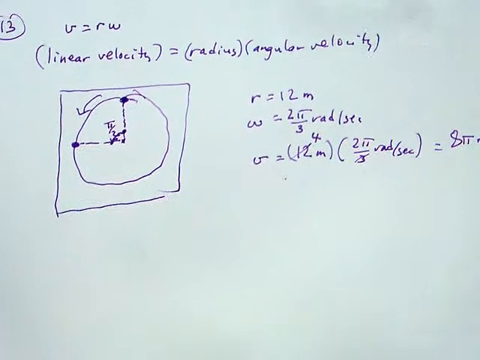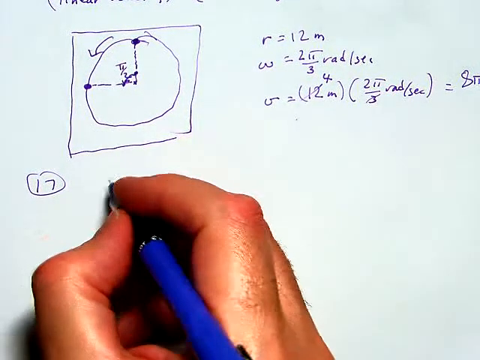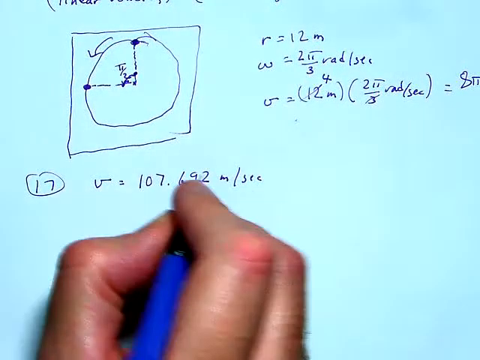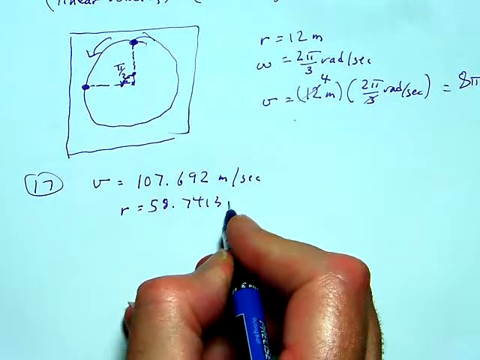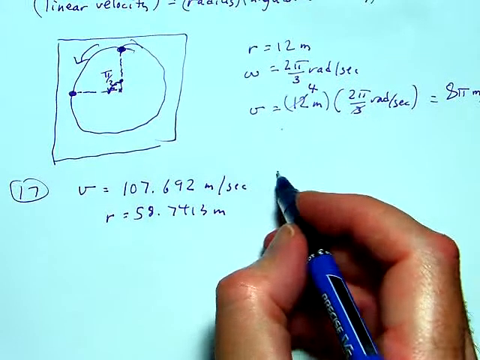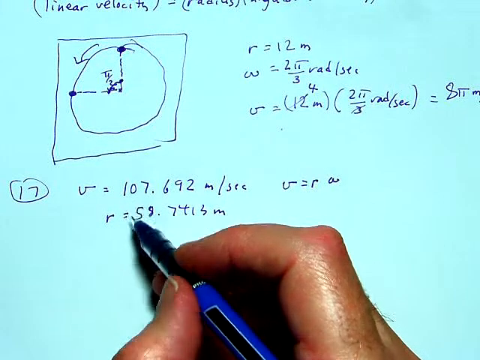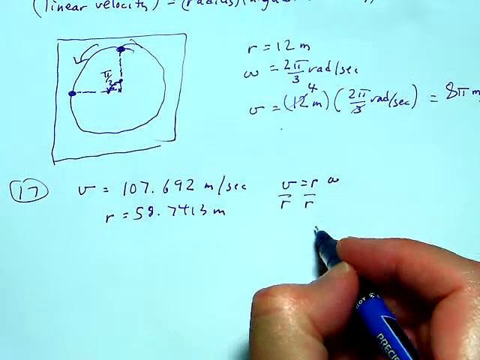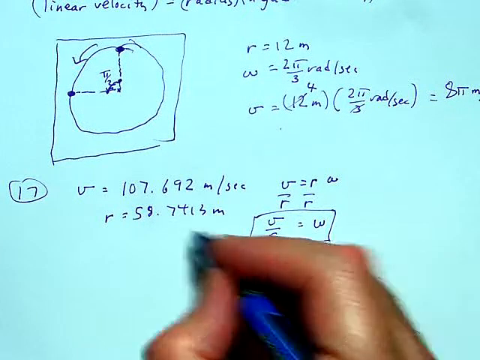Let's look at number 17. Here we're given the linear velocity is 107.692 meters per second, and we're given that the radius is 58.7413 meters. Again, our formula is V equals R times omega. The missing value here is omega, so we've got to solve for omega. We can divide both sides by R, which gives us omega equals V over R. This is the form that we need to solve for omega.